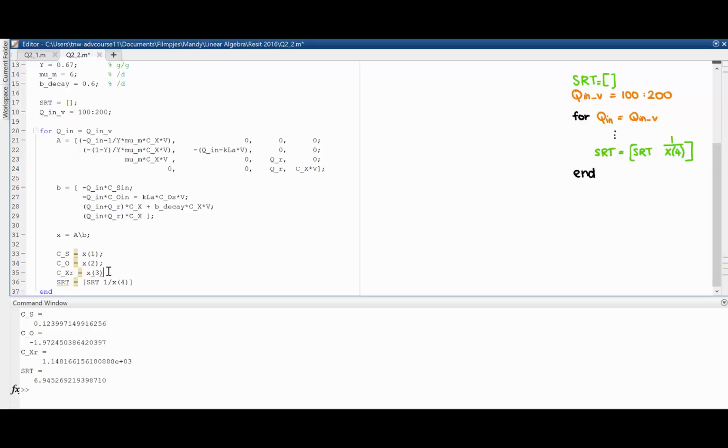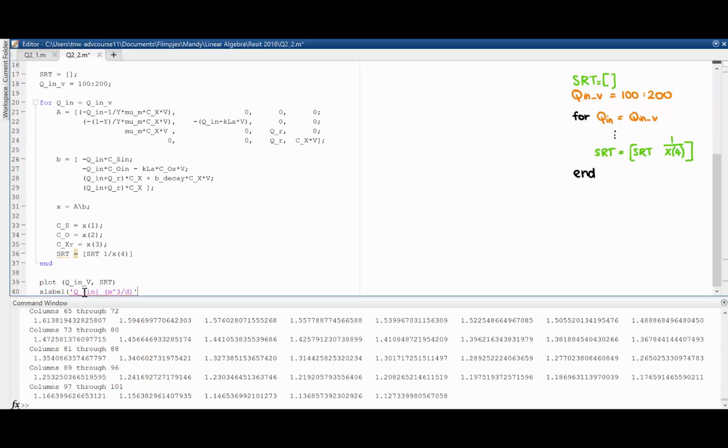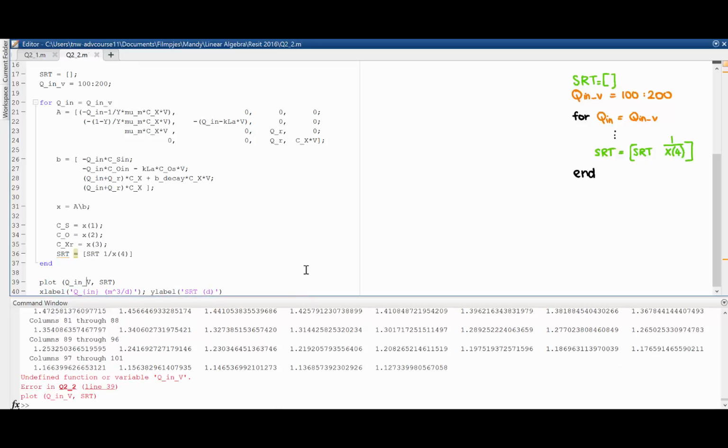We can use the debug mode to check whether the SRT values are stored indeed. In the first loop, the first SRT value is stored. In the next loop, the second SRT value is stored in the second column, and so on until loop 101. We can now plot the Q in vector against SRT, which gives us this figure.